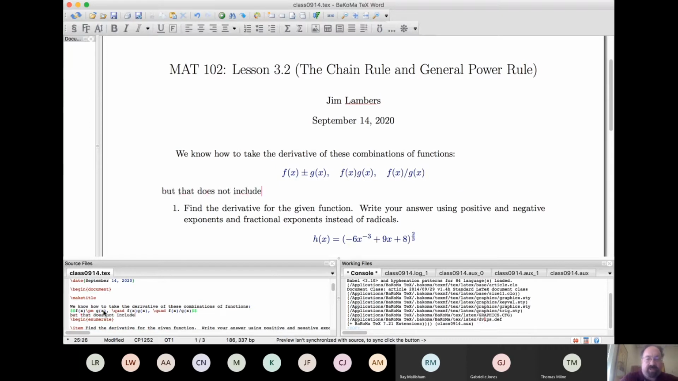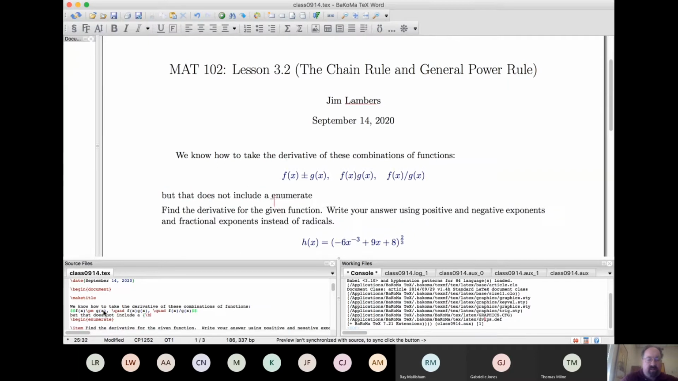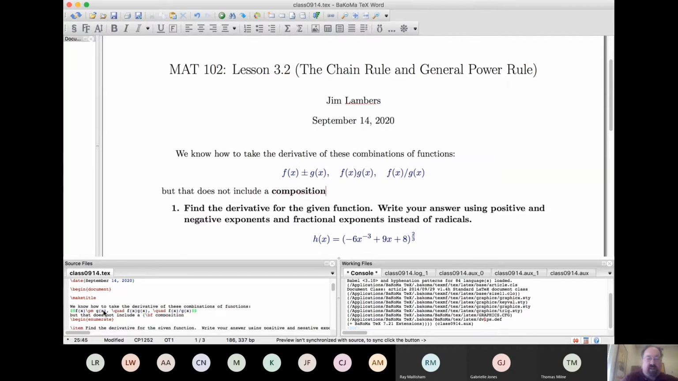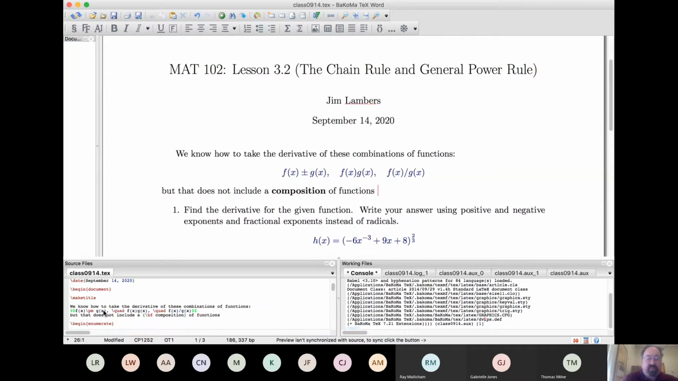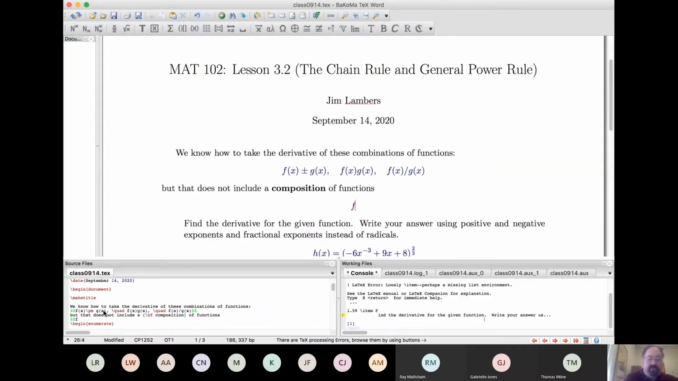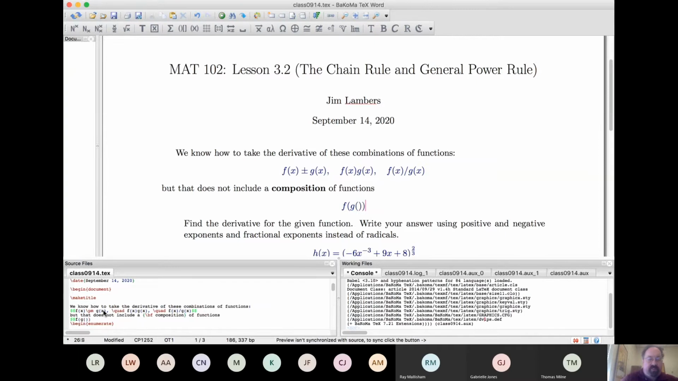But there's another combination we need to look at that is called a composition of functions. So that would be f of g of x. Make sure you do not confuse this with a product of functions. What you do is you evaluate g of x first. The result of that is substituted into f of x.